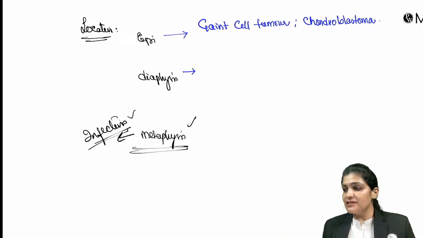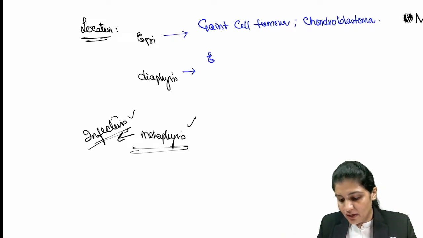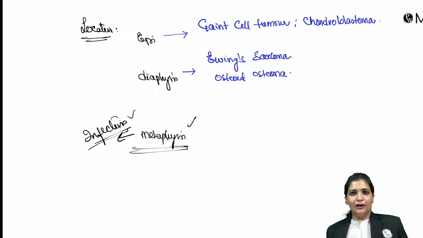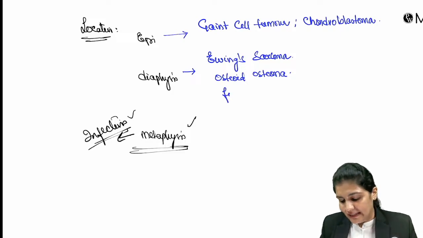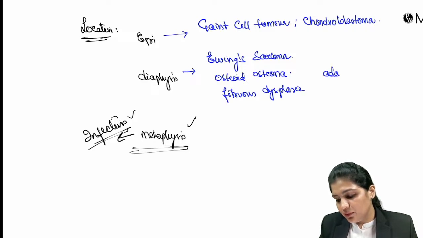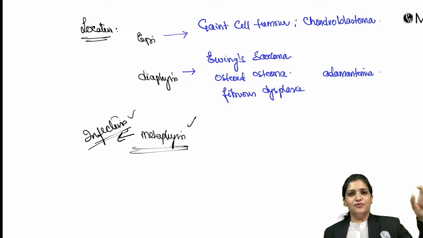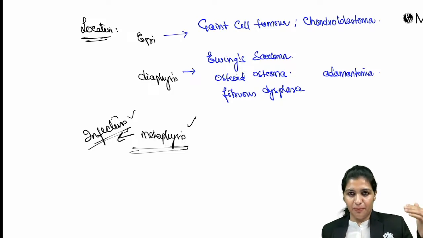Then coming to the diaphysis, you have already answered one, that is your Ewing's sarcoma. After Ewing's sarcoma, there is one more, that is your osteoid osteoma, right? So osteoid osteoma and Ewing's sarcoma are mainly seen in your diaphysis. And there is fibrous dysplasia, and then you have your adamantinoma. So these are all conditions which are seen in the diaphysis. Once you see the X-ray and there is a tumor in the diaphysis, these are the common simple things which you have to get into your mind so that you can answer them in an easy way.